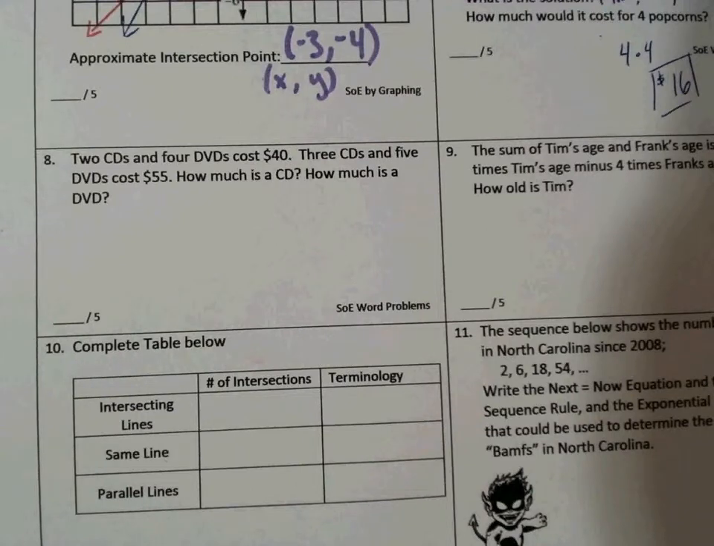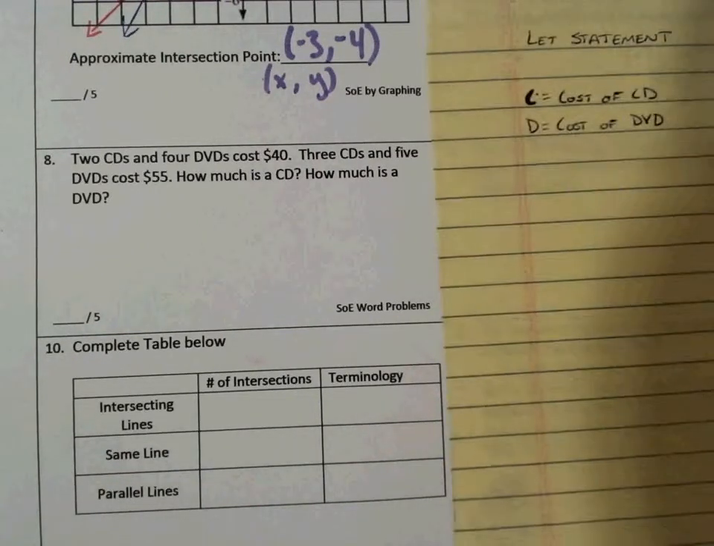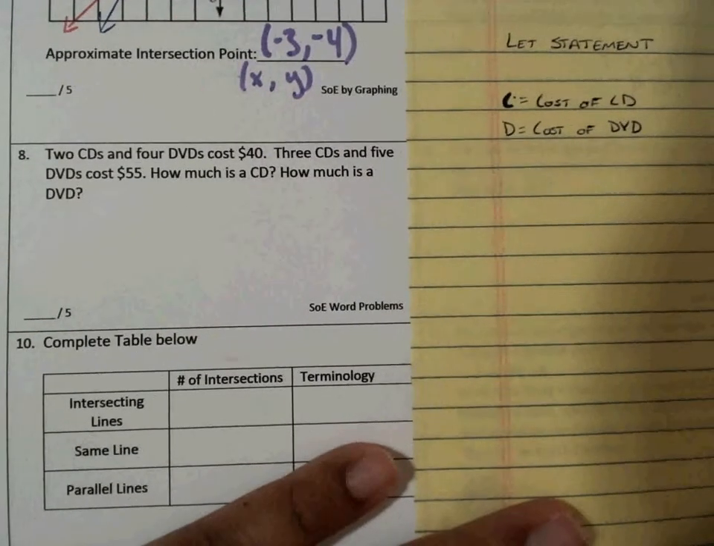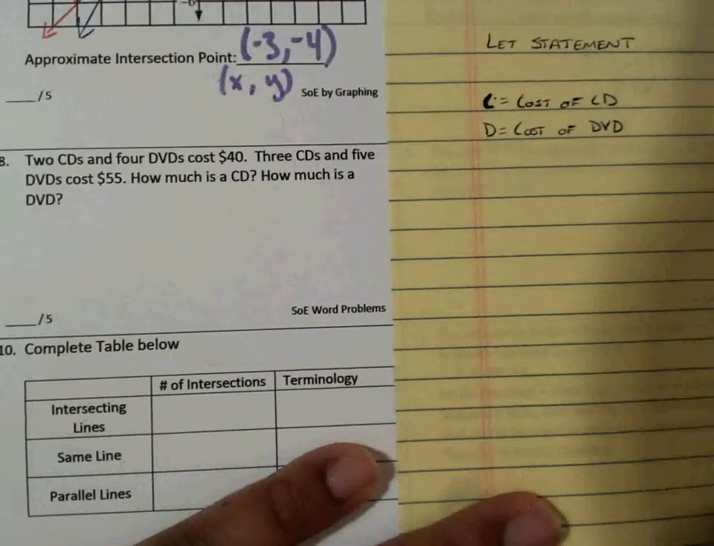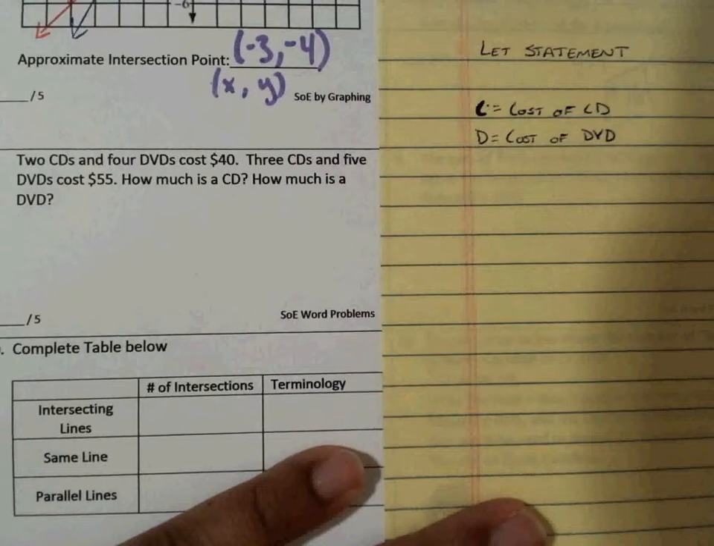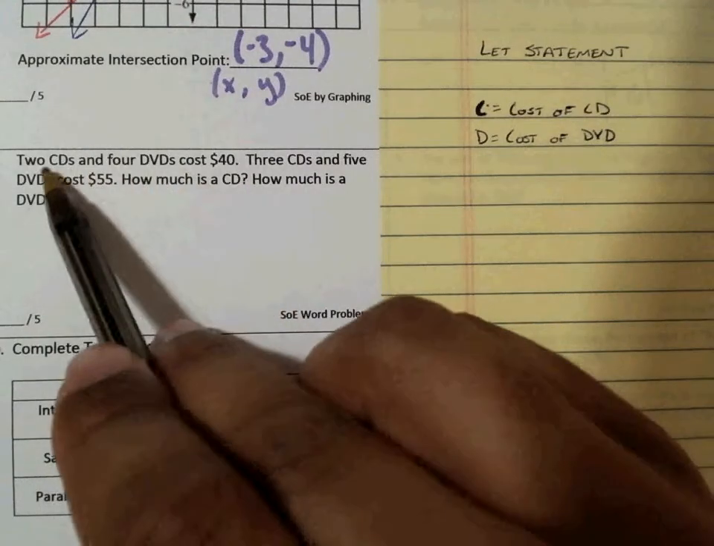Pretty much it says we have 2 CDs and 4 DVDs cost $40. 3 CDs and 5 DVDs cost $55. How much is a CD and how much is a DVD? So again, I went ahead and set up the let statement for us. Hopefully we realize that our two variables, our two unknowns, are CD and DVD. Just again a hint, you can always look at the last question and typically that will help you figure out what it is. I'm just going to write my two equations.